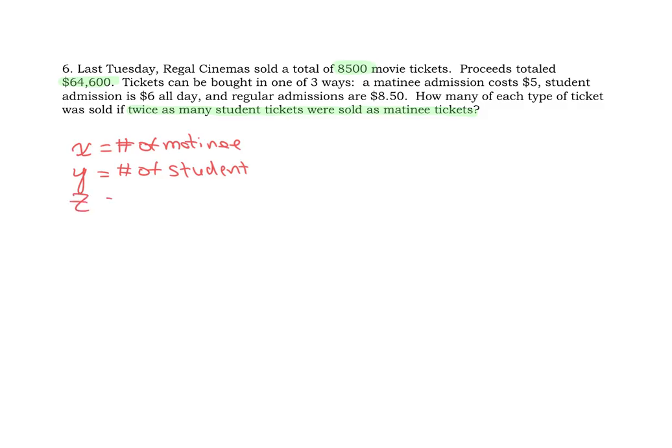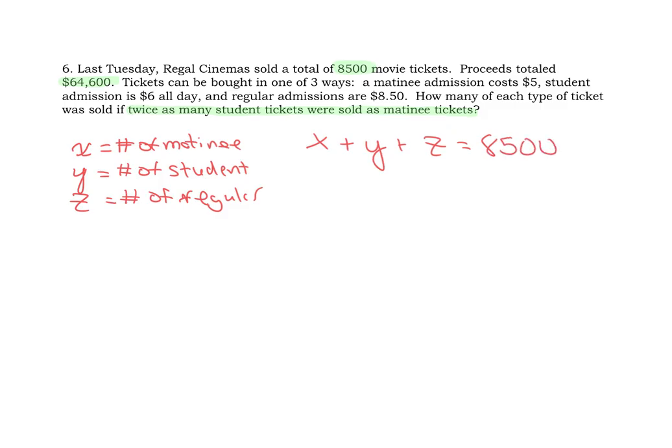And Z is the number of regular tickets. Okay, so total number of tickets: matinee plus student plus regular equals that total number of 8,500 tickets.